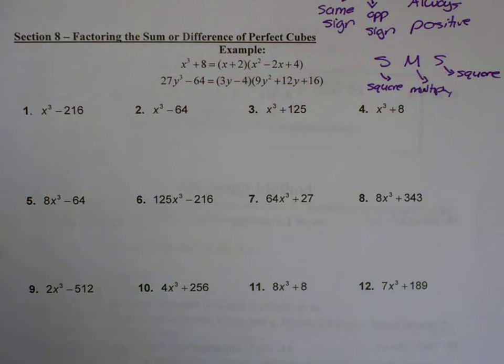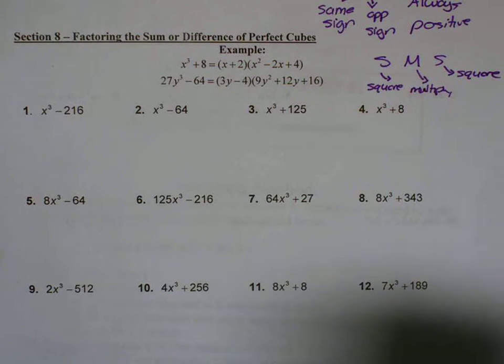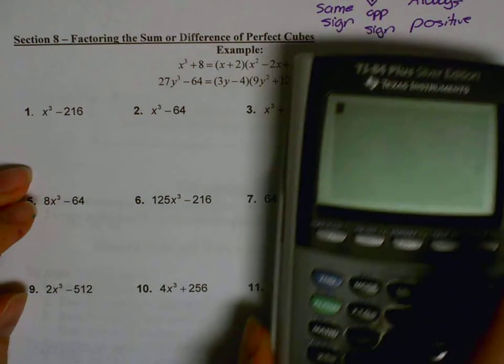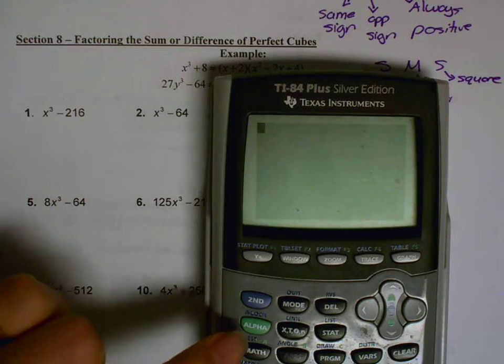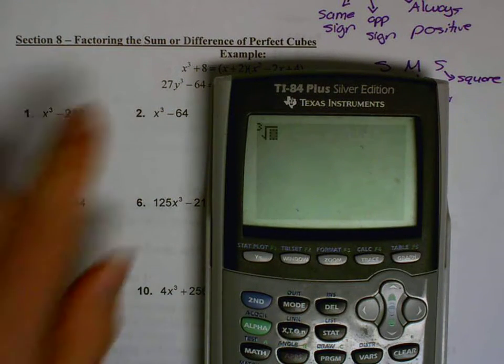Okay, this video is on section 8 of the notes and factoring packet. This is factoring the sum or difference of perfect cubes. So first of all, make sure you know how to put the cube root in your calculator to check if things are perfect cubes. In your calculator, you're going to want to hit math 4. That gives you the cube root.